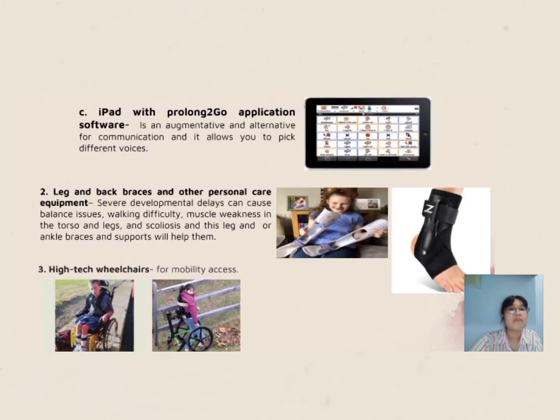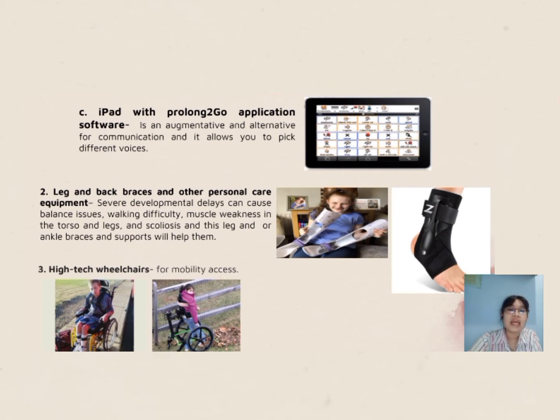Next, we have the iPad Proloquo2Go application. Si iPad Proloquo2Go naman, software din siya. Augmentative and alternative communication. It allows you to pick different voices. So, ang pinagkaiba ni Dynavox kay iPad Proloquo2Go is si iPad Proloquo2Go po has different voices. So, pwede kang pumindot doon kung anong klaseng voice ang gusto mong ikalabasan. Pwedeng pang female, pwedeng pang male. And then, si Dynavox is only one voice lang ang kanyang nilalabas.